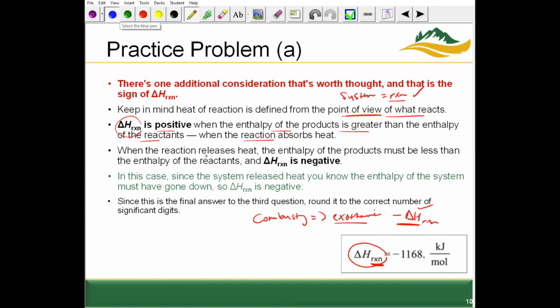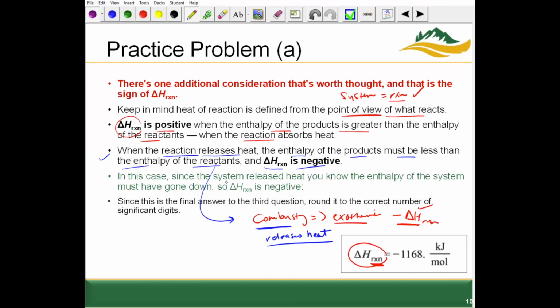When the reaction releases heat, the enthalpy of the products must be less than the enthalpy of the reactants. This was mentioned a few times so far in the chapter 6 recordings. So here delta H would be negative if the reaction releases heat, which generally speaking for a combustion reaction, we are definitely expecting some heat to be released.